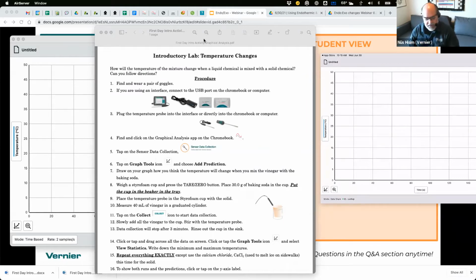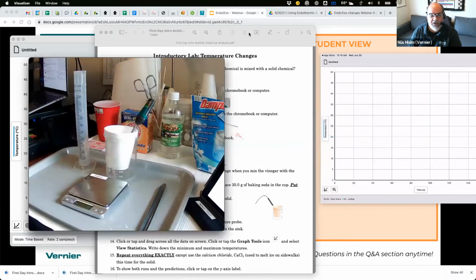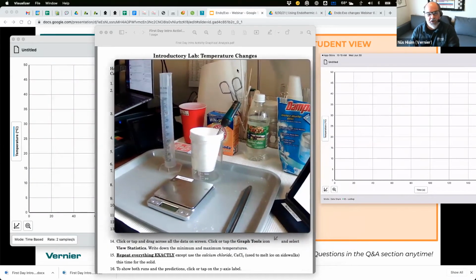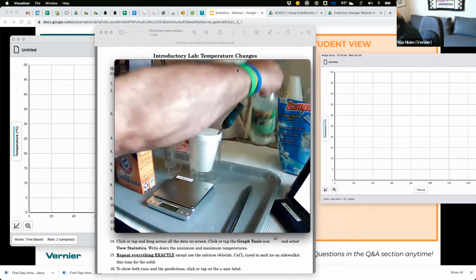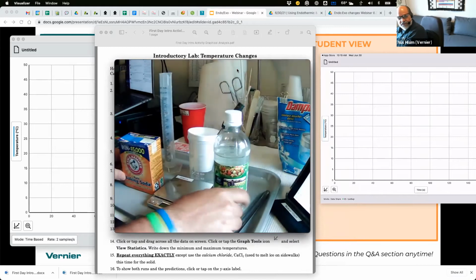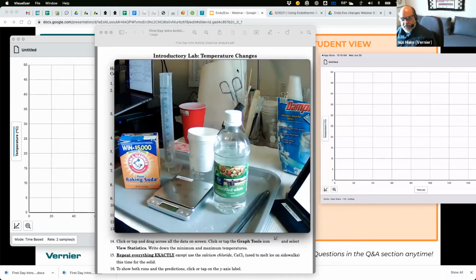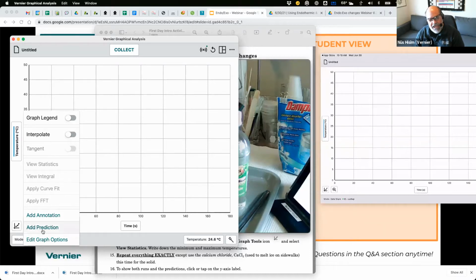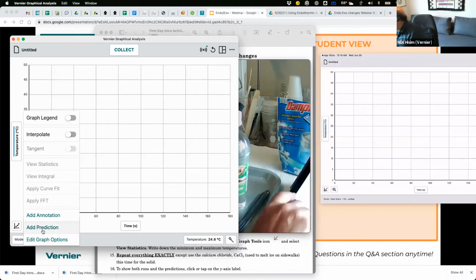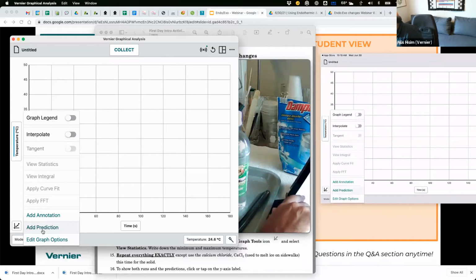Let me get my camera back up here so you guys can see. The first one we're going to do is baking soda and vinegar. Everybody knows baking soda and vinegar gets hot because it bubbles like crazy, right? Let's make a prediction. In Graphical Analysis, bottom left corner, tap on the little graph tools icon and choose add prediction. I'm going to do it on my iPad too.